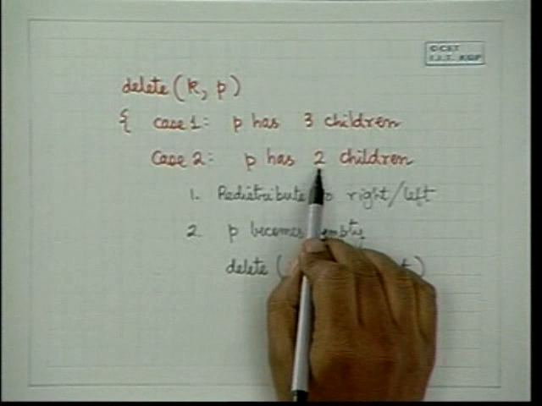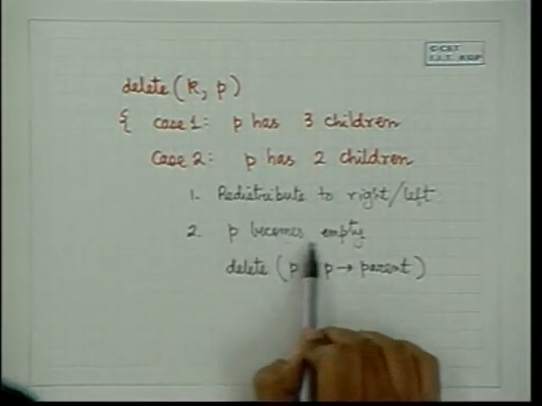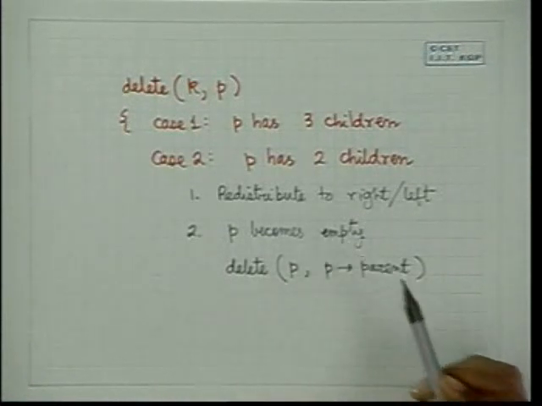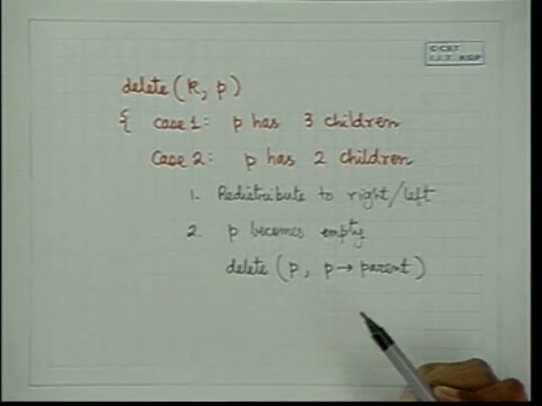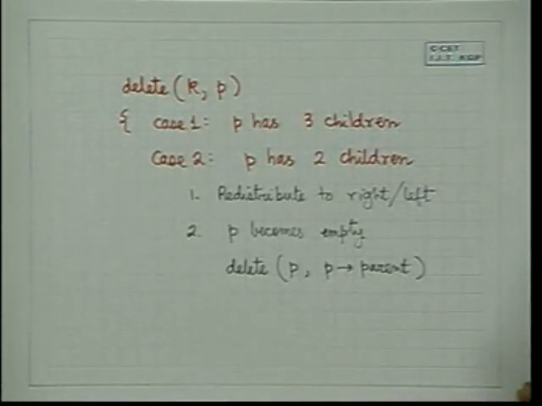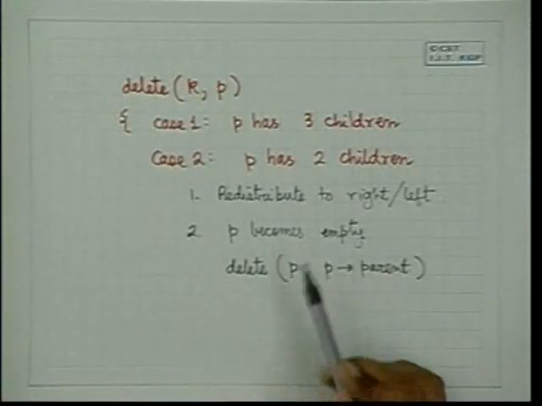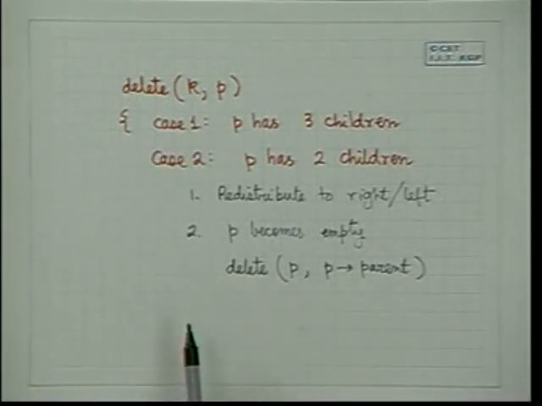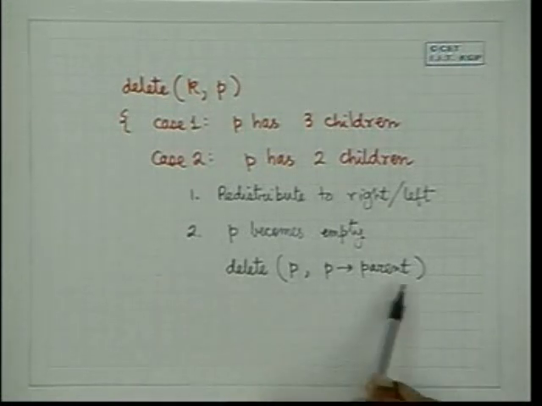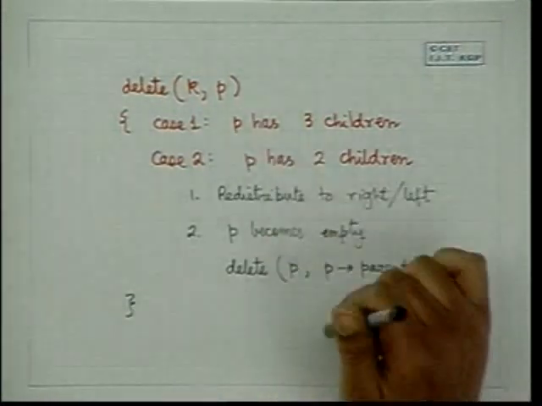It has 2 children. Now it says that P will have to become empty. No, if your right brother has got 3 children, you can just take 1 and push it here, then P will not become empty. But if your right brother has got only 2, then P will become empty. So that way, and then you delete. So this is the overall structure for delete.